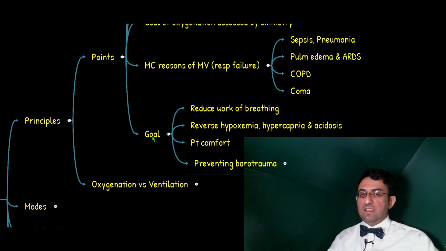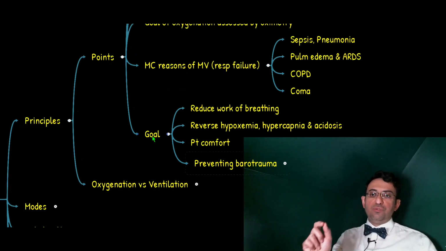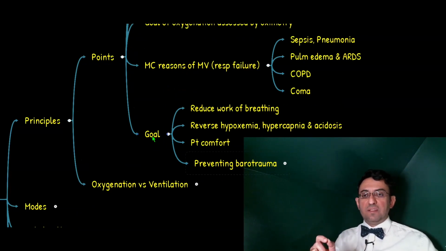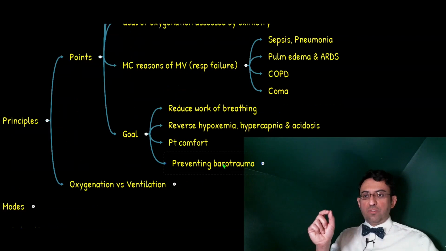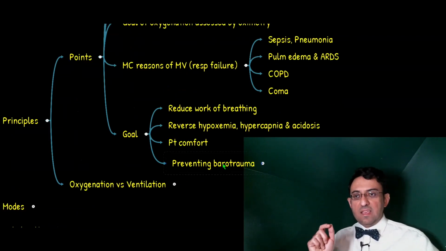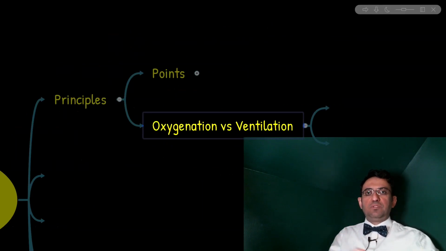Reduce work of breathing. For example, think of an asthmatic patient who is becoming progressively acidotic. Think of patient comfort. This is specifically relevant for choosing the mode of mechanical ventilation at the beginning and also during the weaning process. And an important goal throughout the process to be kept in mind is prevention of barotrauma. Now, there are some variables in mechanical ventilation that we need to quickly review.